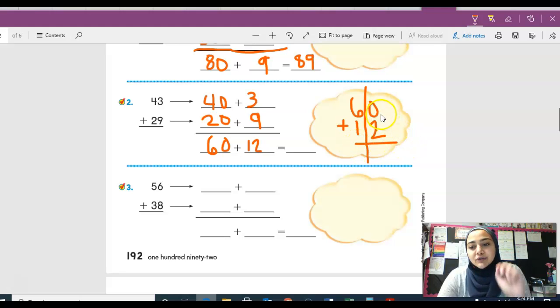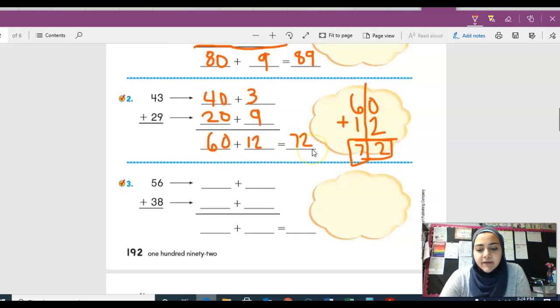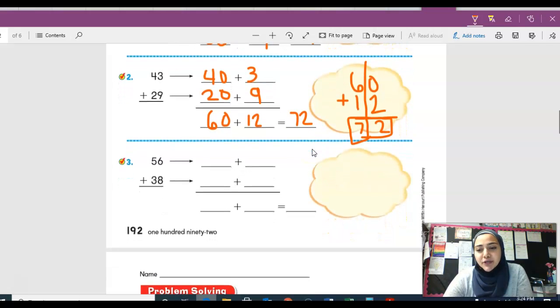So now we're going to do 0 plus 2 is 2, and then 6 plus 1 is 7. So what's our answer? 72. And remember, I've always taught you that you need a box or circle your answer. So 72. Very easy. They're showing you another simple way.